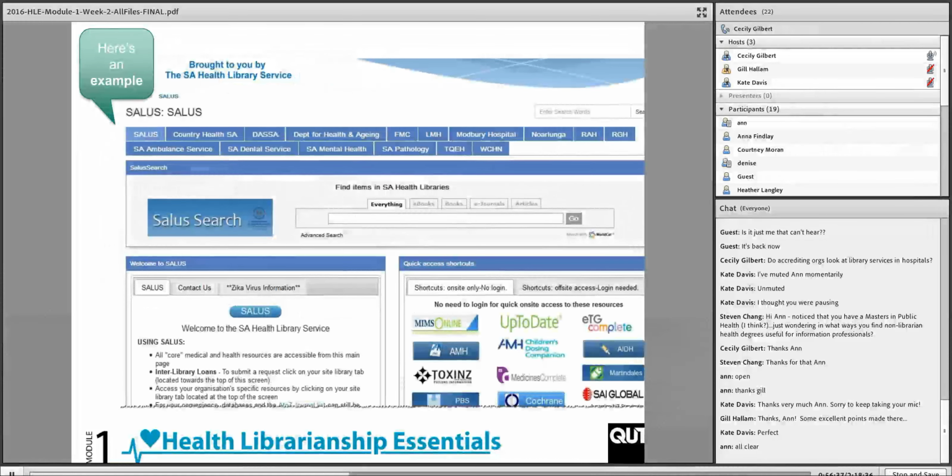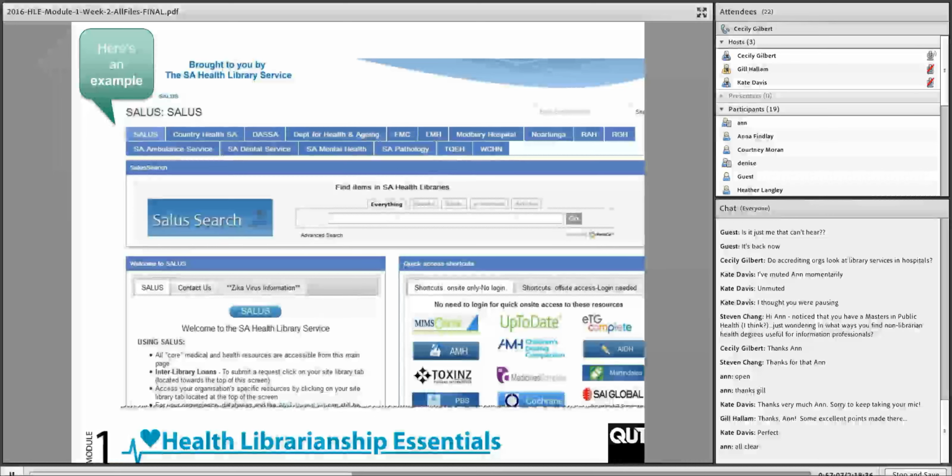Just as an example, I hope that you'll be able to have a look here at the SALUS website, which is the consortium webpage for health libraries in South Australia. You can see on this screenshot that SALUS uses its web space to tell you a small bit about how to use things there on the bottom left-hand side. On the bottom right, shortcuts allow people with one click to drive straight through to the product that they're very interested in using at that moment.